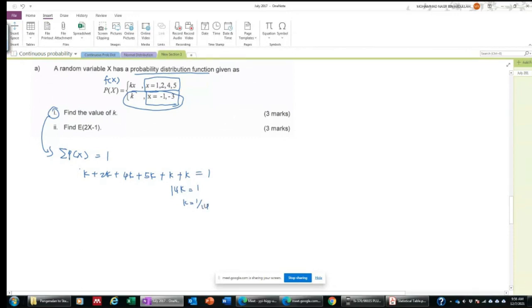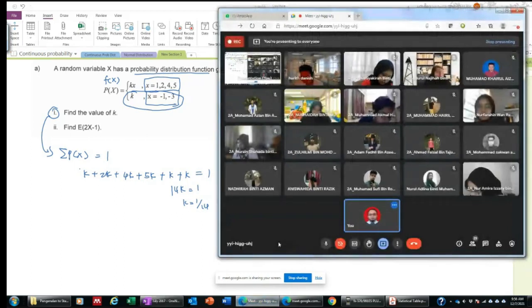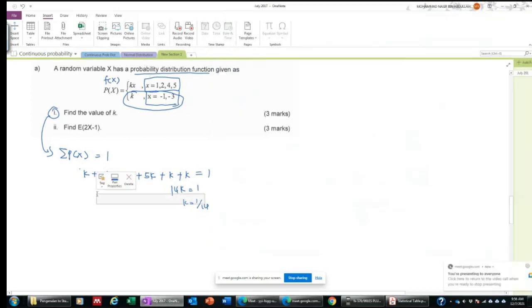Can you recalculate for me and confirm? Is it correct? Can you confirm? 1 over 14? Yes, sir. Did you get the same thing? 14k, right? Alright. So now, since you already have the value of k, k is equal to 1 over 14.